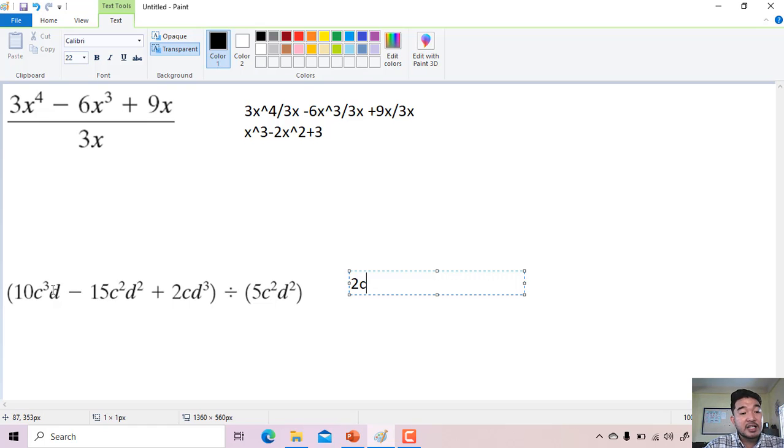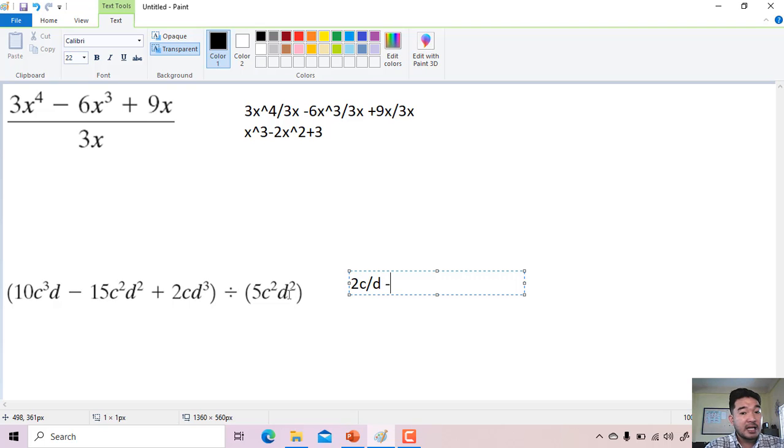And then d raised to 1. D raised to 1 and d squared. So, ibig sabihin, mas mataas yung nasa baba, anong mangyayari? Magiging negative 1 yon. O kaya naman, magiging d raised to negative 1. O kaya naman, pwedeng sa ilalim matitira yung d, kasi mas mataas yung exponent ni d doon sa baba.